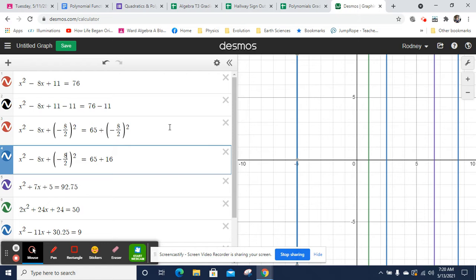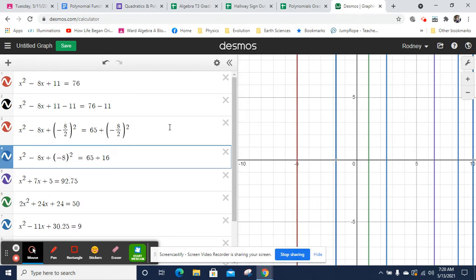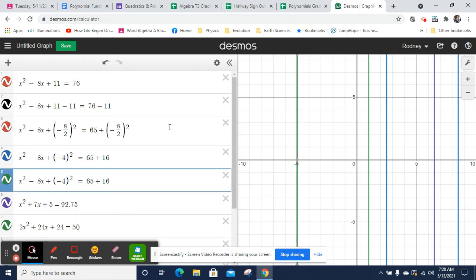Okay. Now over here, I'm going to go ahead and clean it up inside the parentheses, but I'm going to leave it alone. I could, if I wanted to, turn that into 16, but my practice is to leave that alone because it helps me remember what the factor is going to be. And I'll come to that in a second. So my next step is to simplify the right side. 65 plus 16 is going to be 81.